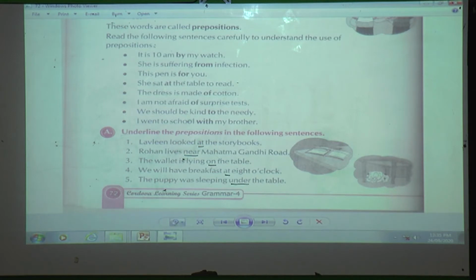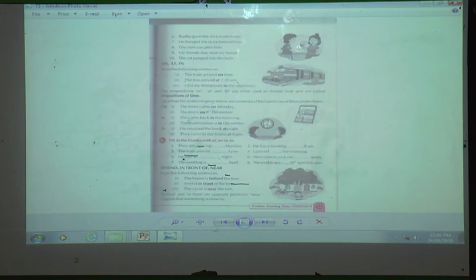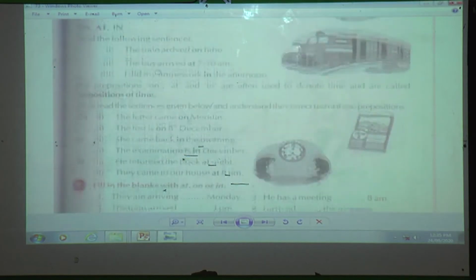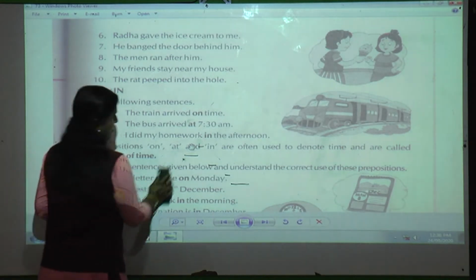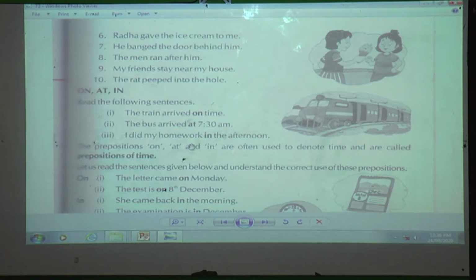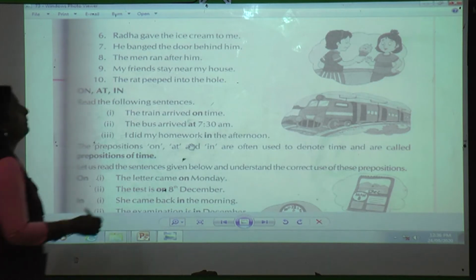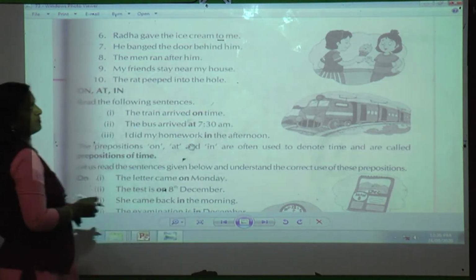Now we will move on to the next page, that is page number 73. Here upside you can see examples 6, 7, 8, 9, 10. What do you have to do? Read the sentence and find out the preposition in the sentence. Radha gave the ice cream to me. Now Radha, to whom did she give the ice cream? Yes, to me. So to is a preposition. Me is a pronoun.